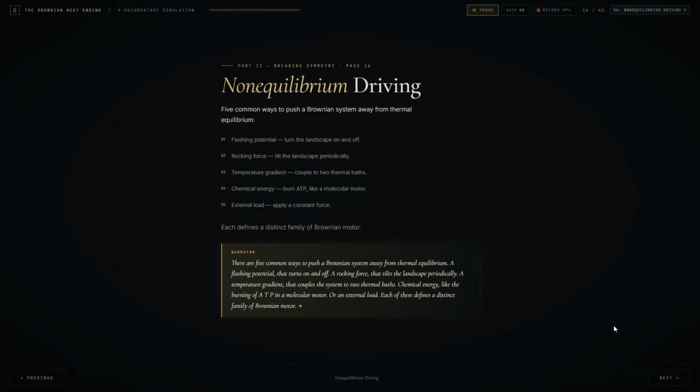There are 5 common ways to push a Brownian system away from thermal equilibrium. A flashing potential, that turns on and off. A rocking force, that tilts the landscape periodically. A temperature gradient, that couples the system to 2 thermal baths. Chemical energy, like the burning of ATP in a molecular motor. Or an external load. Each of these defines a distinct family of Brownian motor.